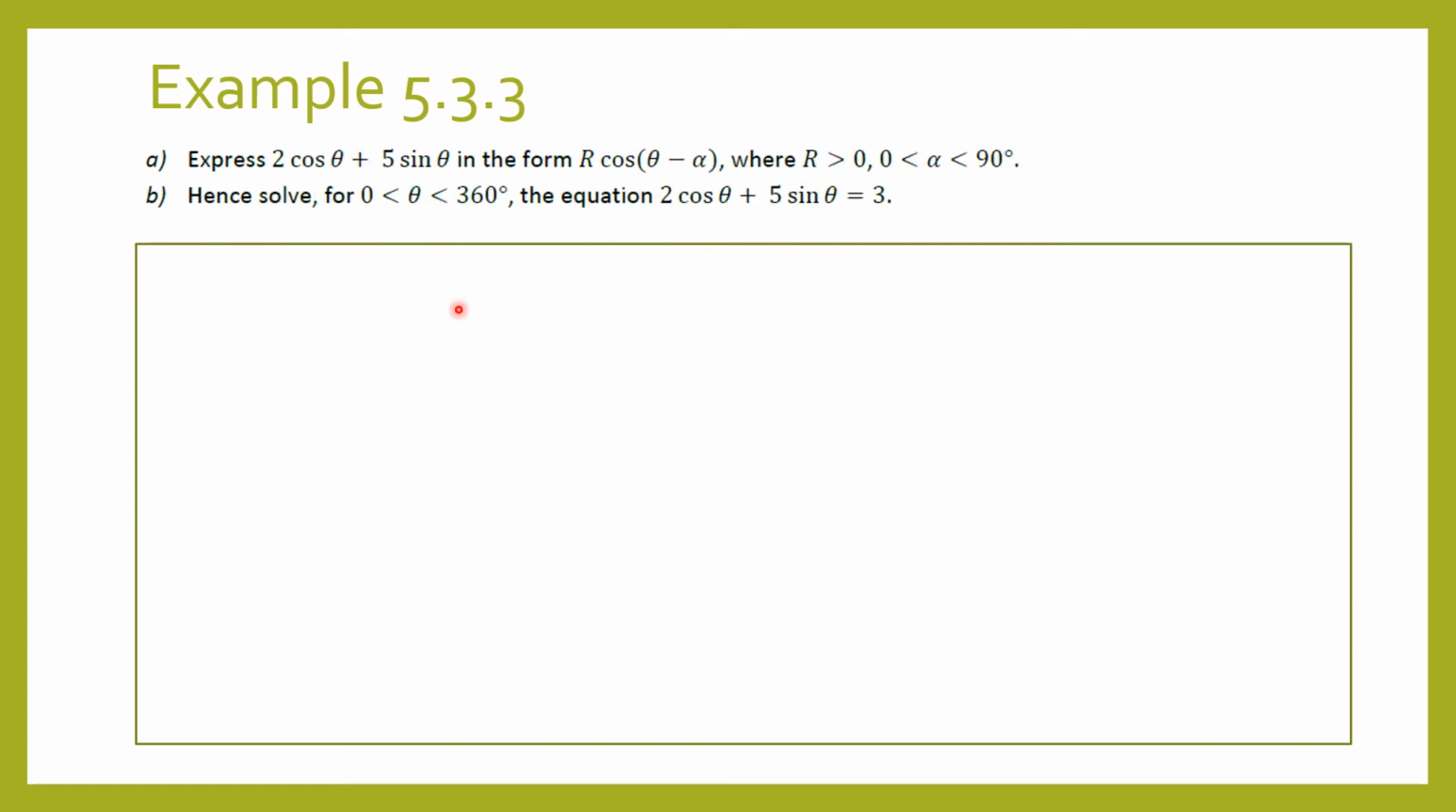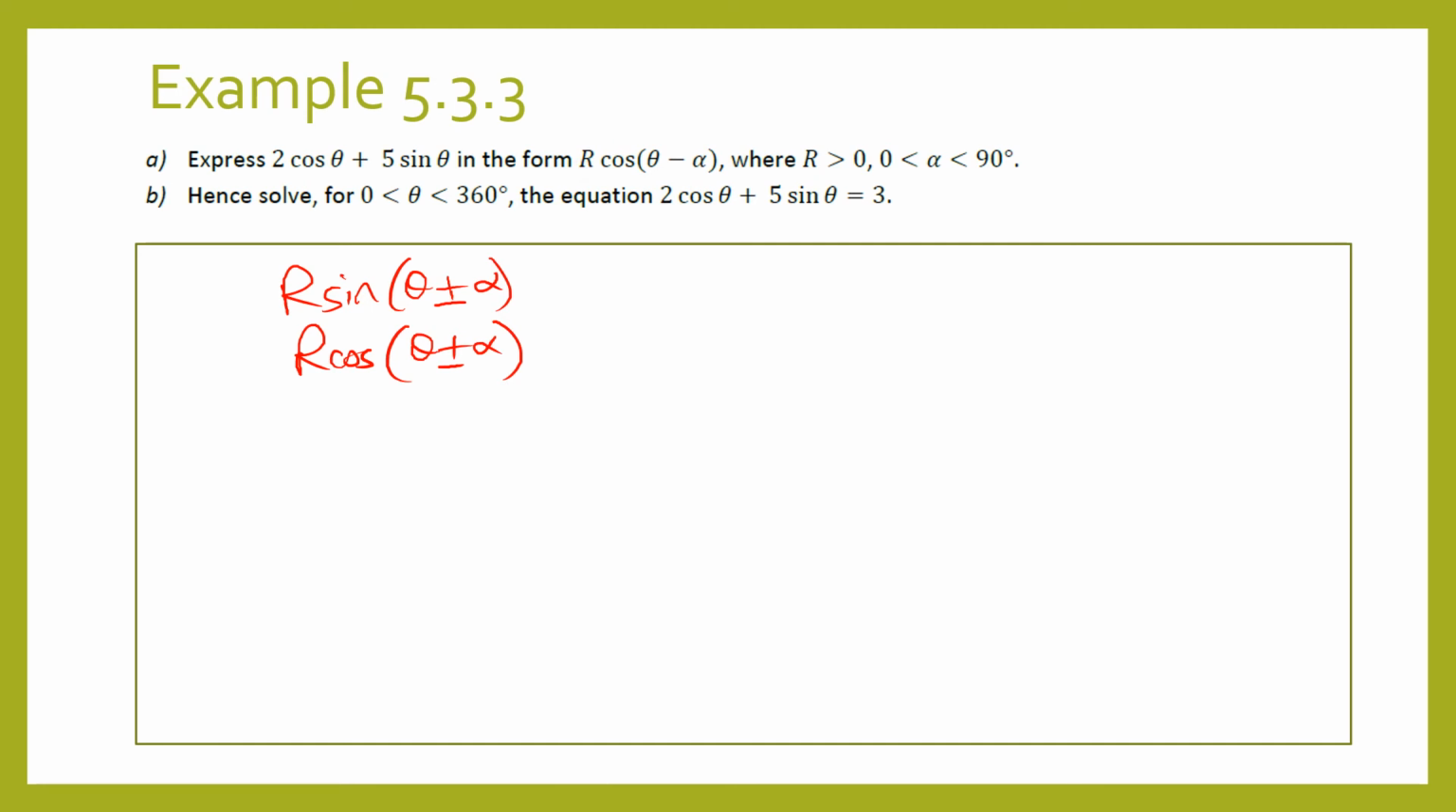Third and final example in this section, have a go before you see my solution of doing part A. Write it in the form r cos (theta take away alpha). Note that if the question hadn't told us to write it in this form, we'd be free to choose whatever form we want. And there are 4 options, either r sine (theta plus alpha), or r sine (theta take away alpha), or r cos (theta plus alpha), or r cos (theta minus alpha). So there's always 4 options if the question hasn't told you which one to use.